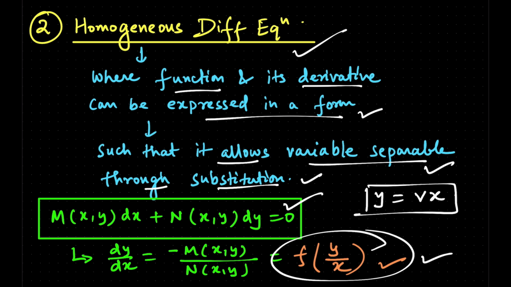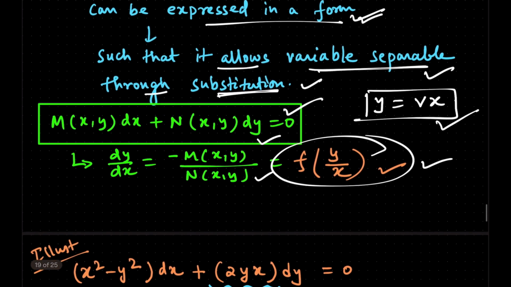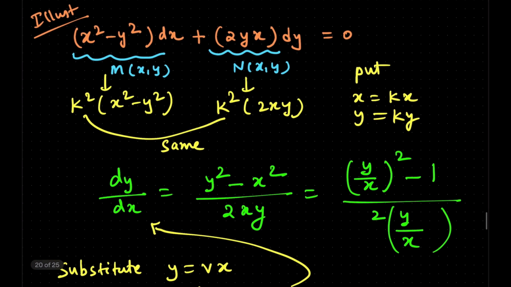So once again I will repeat it. Homogeneous differential equations are the differential equations where the function and its derivative can be expressed in a form such that it allows variable separable through substitution. For example, this is your differential equation. If you bring this differential equation to the form such that f is a function of y by x, then you can use the substitution y is equal to vx, and you can apply the variable separable method that we saw in the last video, which was our first method.